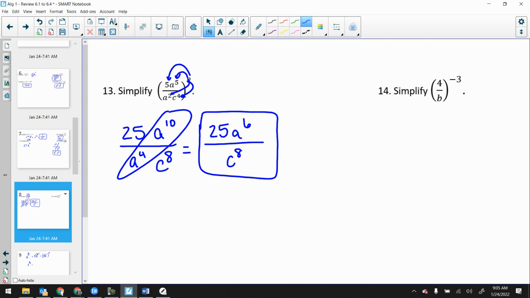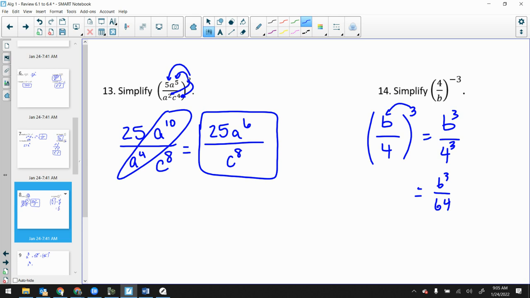What does a negative exponent do on a fraction? Flips it. It flips the fraction. So this 4 over b becomes b over 4 raised to the positive power now. Now I distribute it in. B to the 3rd over 4 to the 3rd, which I should have just written as 64. B to the 3rd over 64. Question? Good.